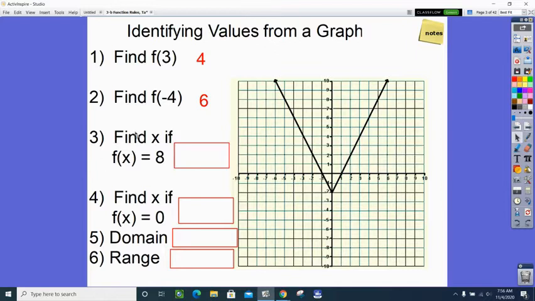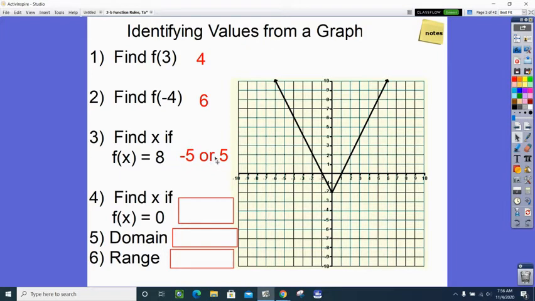Okay, so now this is different. This is asking what x would give us an 8. So what x gives us an output of 8? Now we need to look at the y, the output. And if you look here, wait a minute, which way do I go, right? There are two answers. There's (5, 8), and there's also (negative 5, 8). So there are actually two x's that would give me an output of 8.